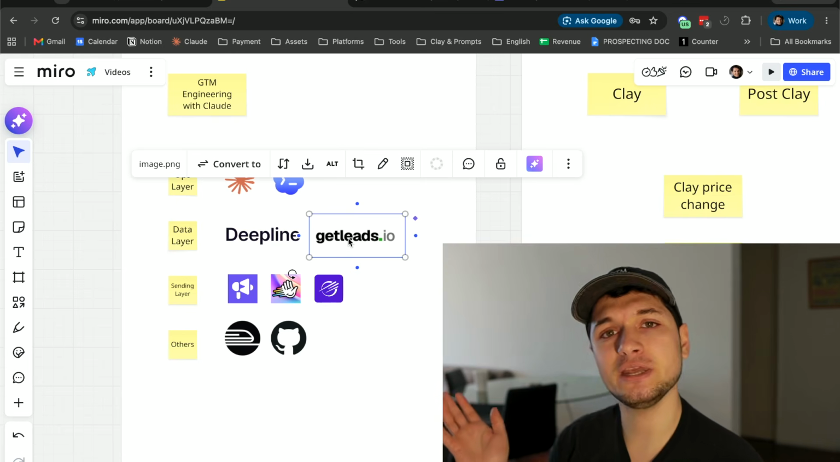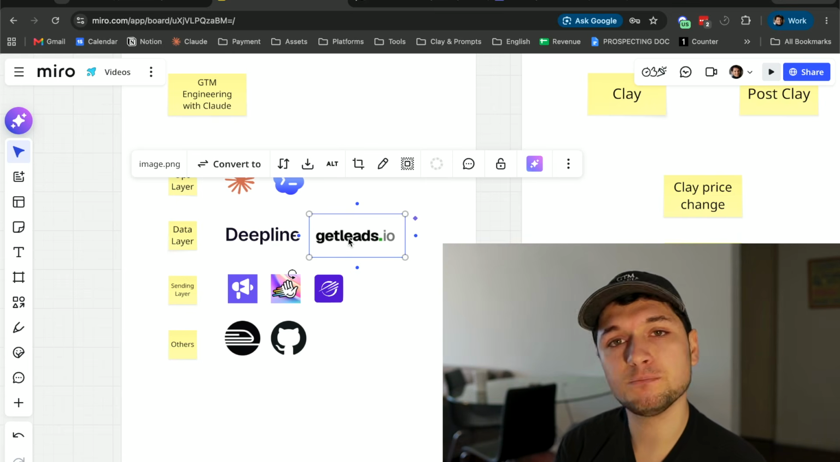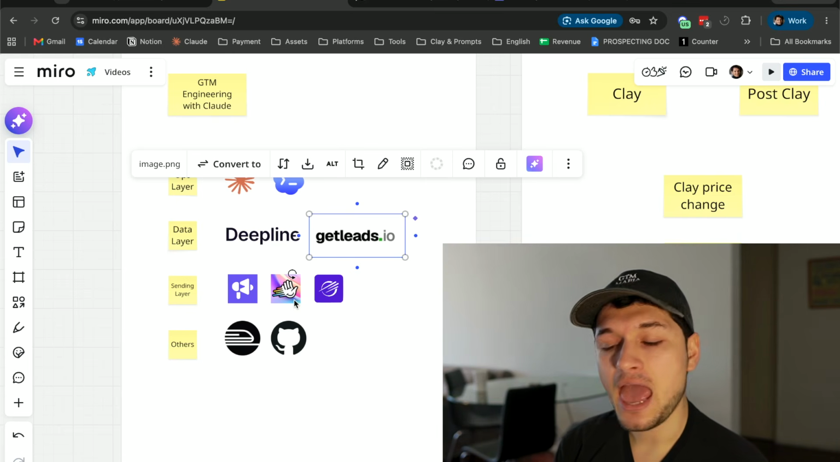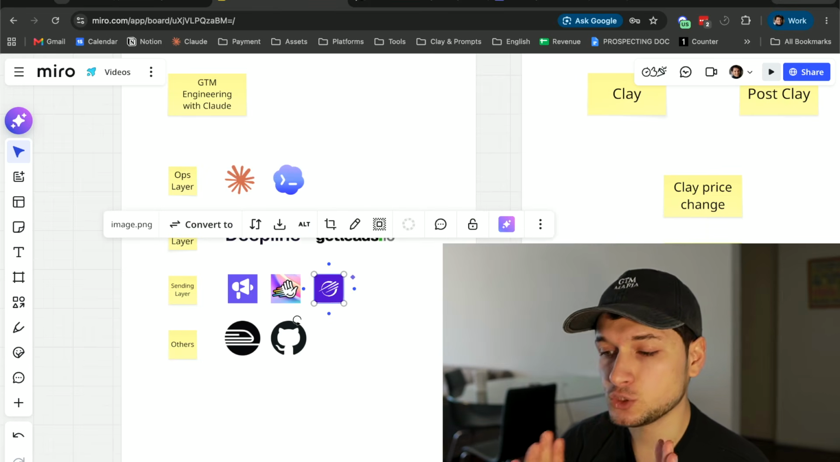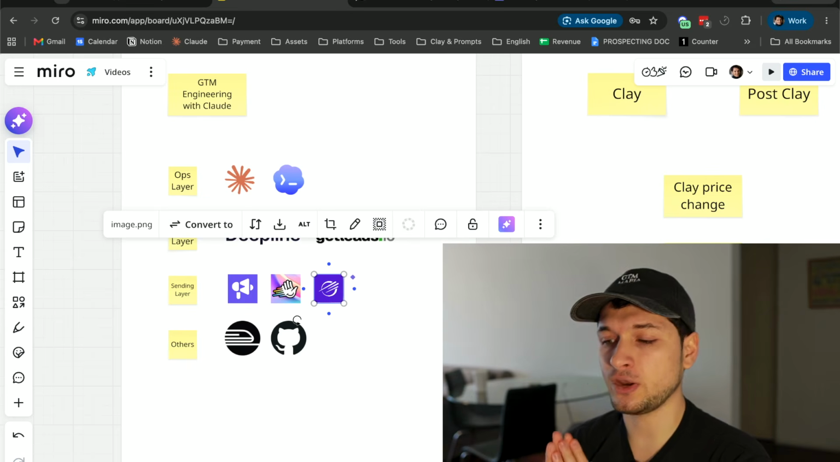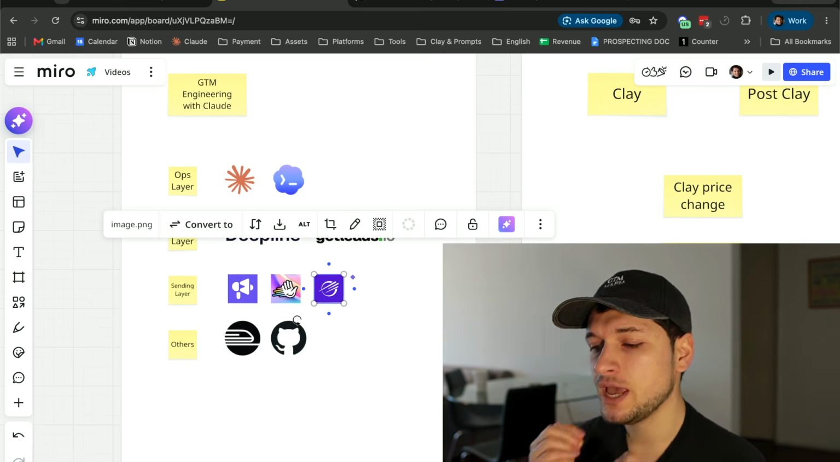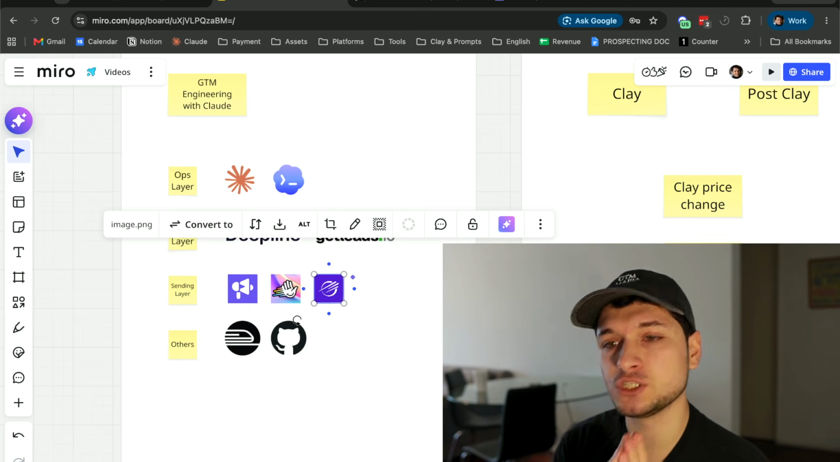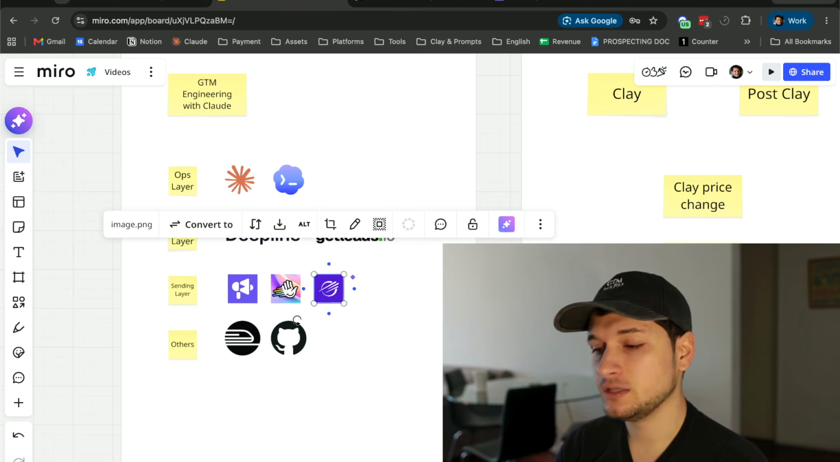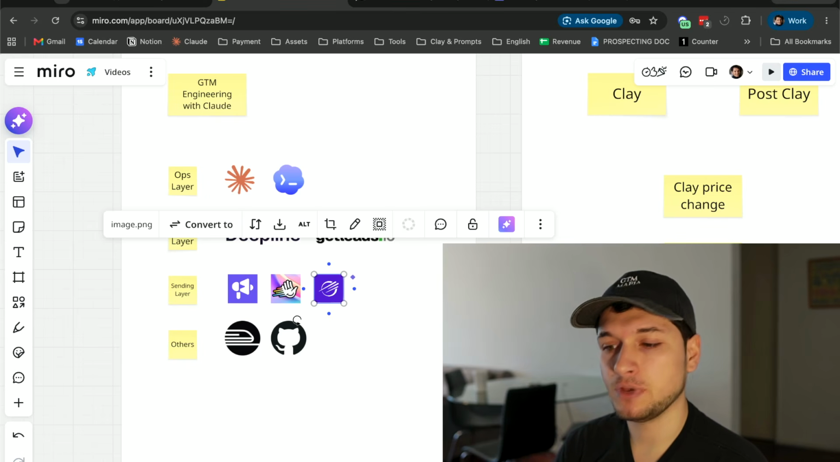Pretty easy. Then sending providers: Smartlead, HeyReach, Salesfinity. Smartlead, in my opinion, is the best for emails. HeyReach, in my opinion, is the best for LinkedIn automation. Salesfinity, in my opinion, is the best for dialing, parallel dialing especially.